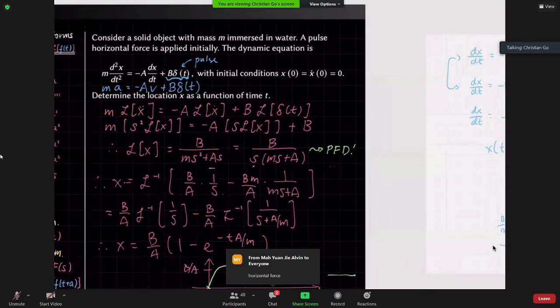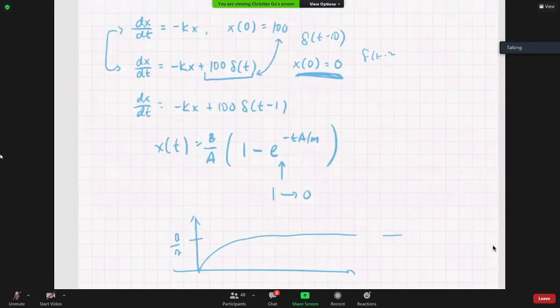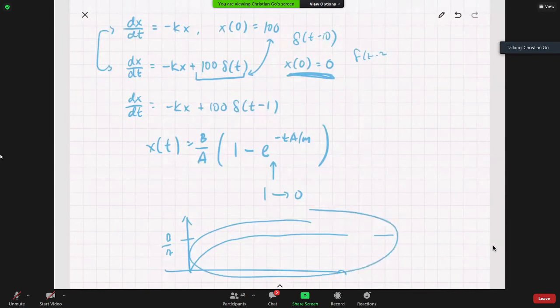Oh, it's horizontal. Ah, yeah, so yeah, horizontal. Thank you, Alvin. The force is horizontal. Oh, now I feel stupid. The force is horizontal, so we're not thinking of it as going up and down. We push something and then it's slow. Thanks, Alvin. So this represents the horizontal motion of your object. Yep. Good, very good.